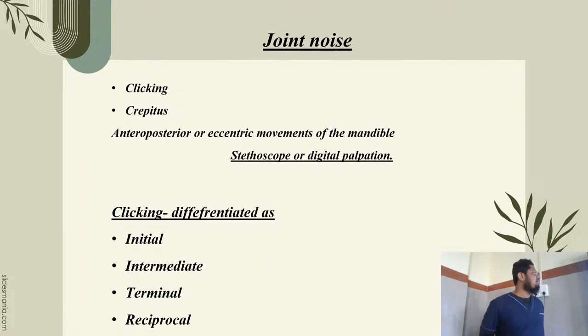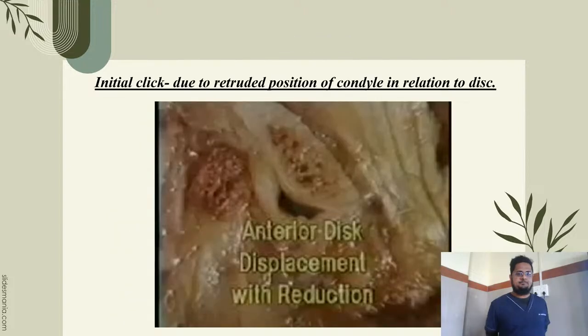Joint noises like clicking and crepitus are seen due to the anteroposterior or eccentric movements of the mandible, and can be detected using a stethoscope or digital palpation. The clicking of the temporomandibular joint is differentiated as initial clicking, intermediate clicking, terminal and reciprocal clicking. It's very important to understand. Initial clicking, how does it happen? Initial clicking happens when the disc of the joint becomes displaced anteriorly to the condyle. Then while opening the mandible, the clicking sound appears.